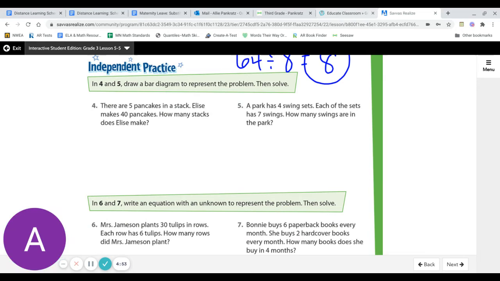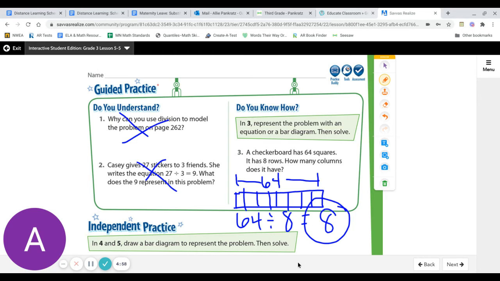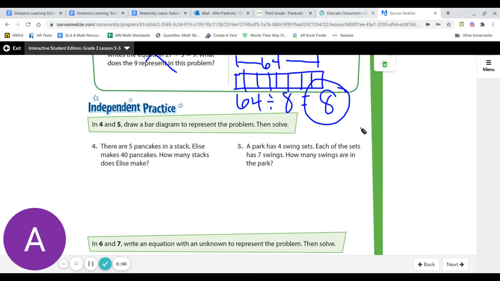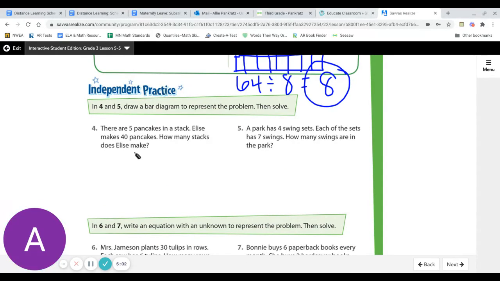Number 4, there are 5 pancakes in a stack. So I'm going to try that again. There are 5 pancakes in a stack. Elise makes 40 pancakes. How many stacks does Elise make? So we know 40 pancakes. We know we're going to put 5 in each. So I'm going to think about 5 times what equals 40. I know 5 times 8 equals 40.